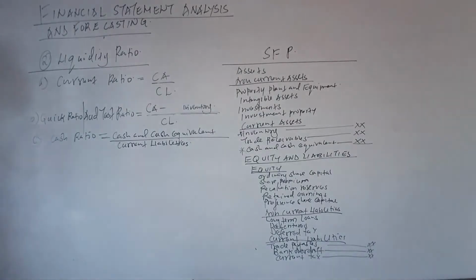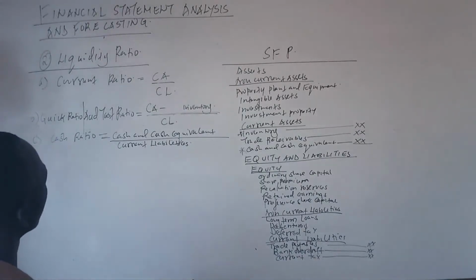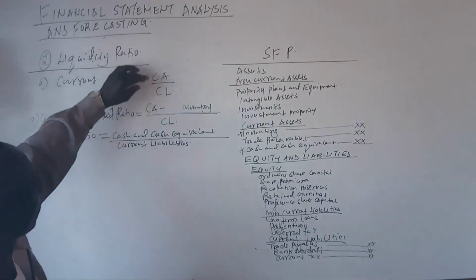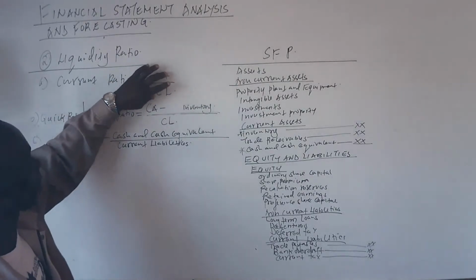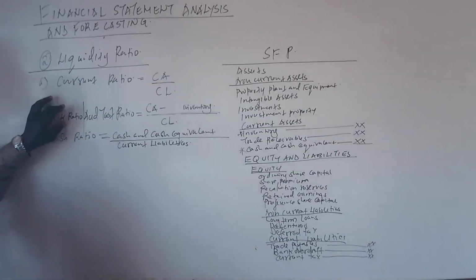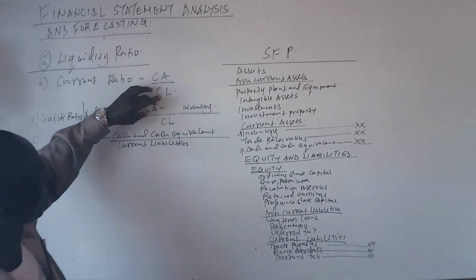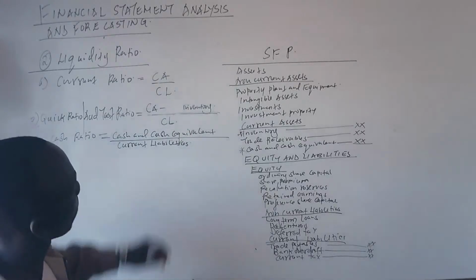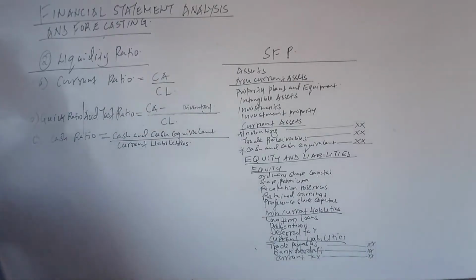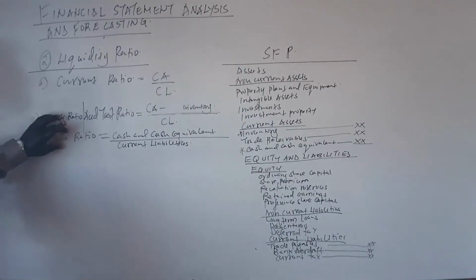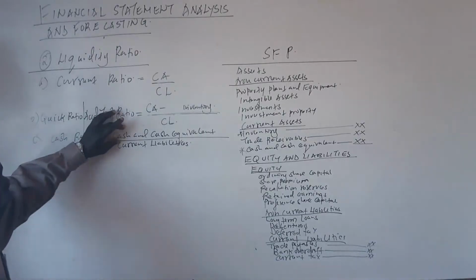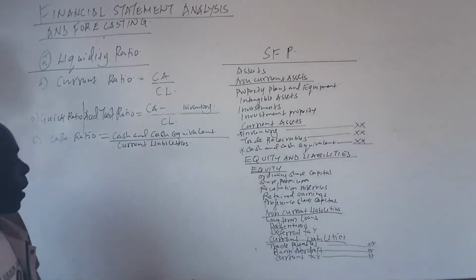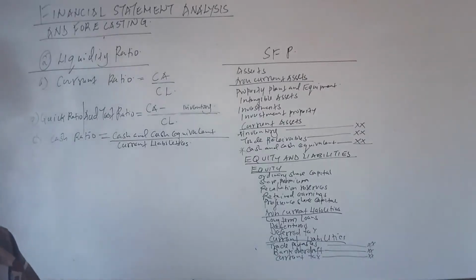For number 2, we have how many ratios? Three of them. We have the current ratio, which is given by the current assets divided by current liabilities. We have the quick ratio or asset test ratio, where you take the current assets minus inventory, divided by the current liabilities. Then we have the cash ratio, where you take the cash and cash equivalent, then divide by the current liabilities.